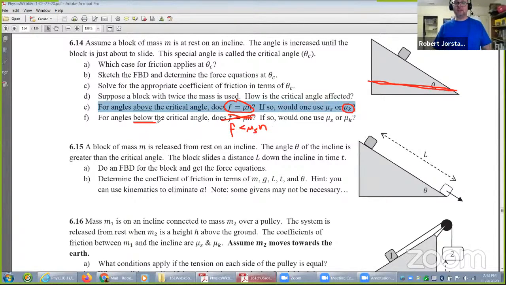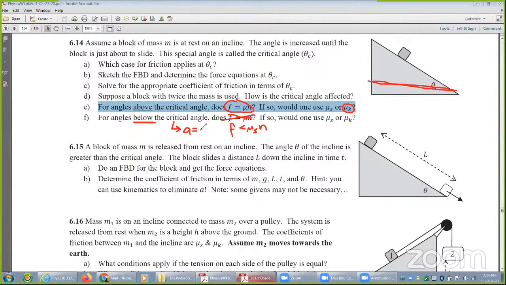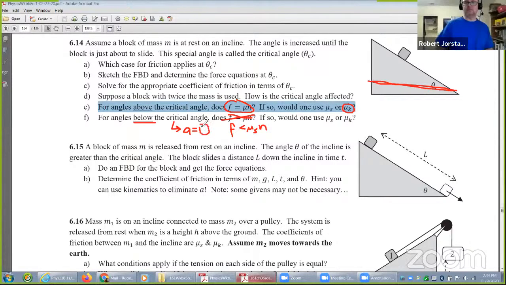However, if you're below the critical angle, we know something else. What do you know about the acceleration, if you're below the critical angle for this problem? It's 0, because it's not going to move. And so we know one less equation, but we also know a is equal to 0.